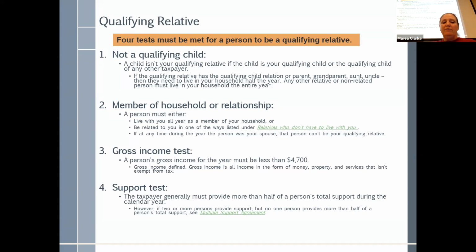To be a qualifying relative, their income must have been less than $4,700, and the taxpayer must have provided more than half of their support for the year.